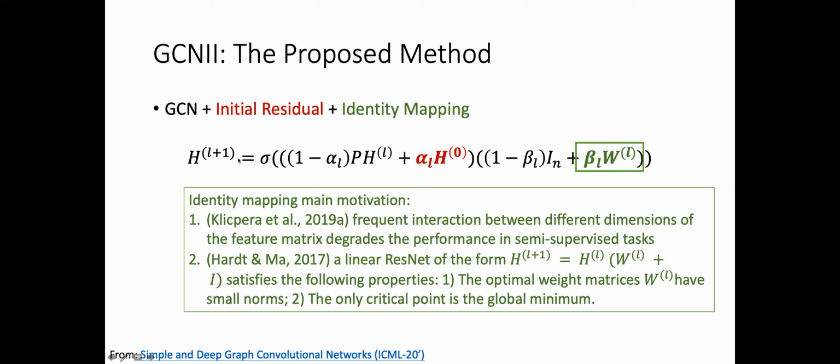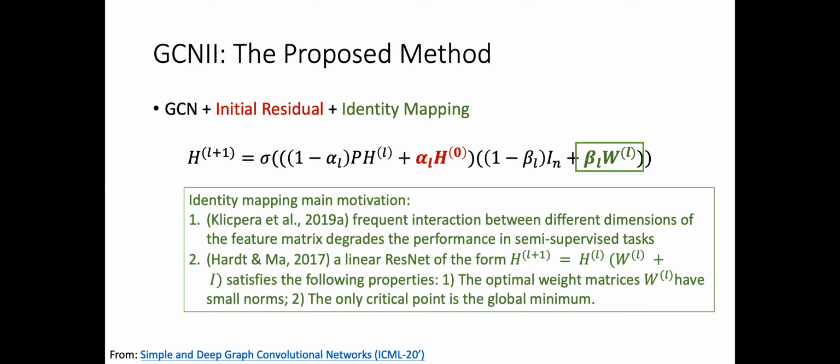So here is the formal formula for a GCNII layer. This is the nonlinear activation, which is quite common in graph neural networks. Then we only need to focus on the things in these two brackets. In the first bracket, we add an initial residual to the initial representation. And for the second bracket, we add an identity mapping to the weight matrix.